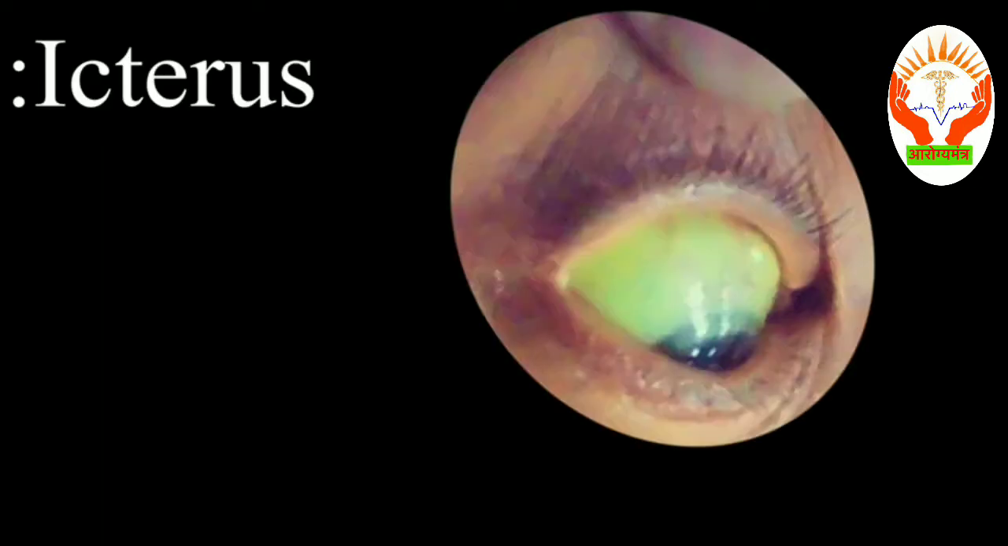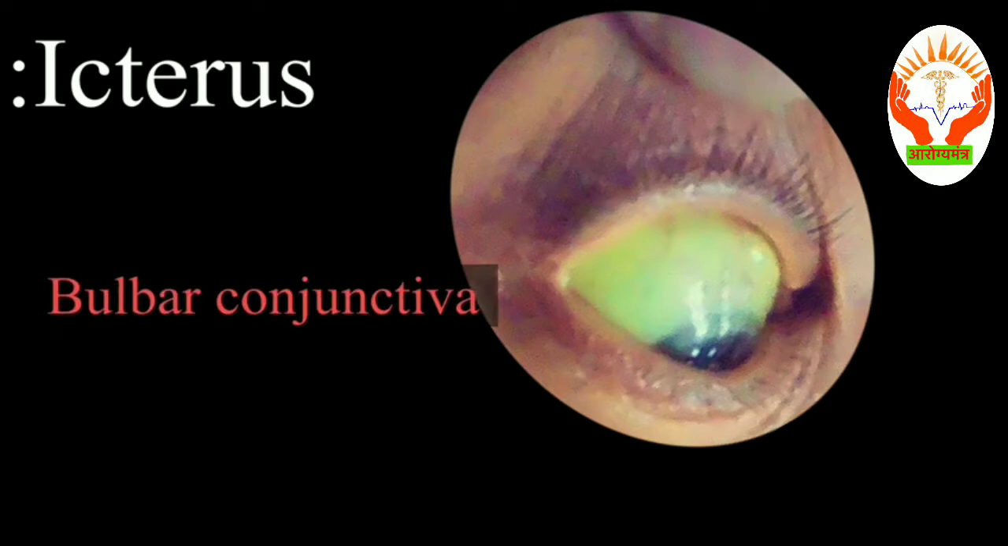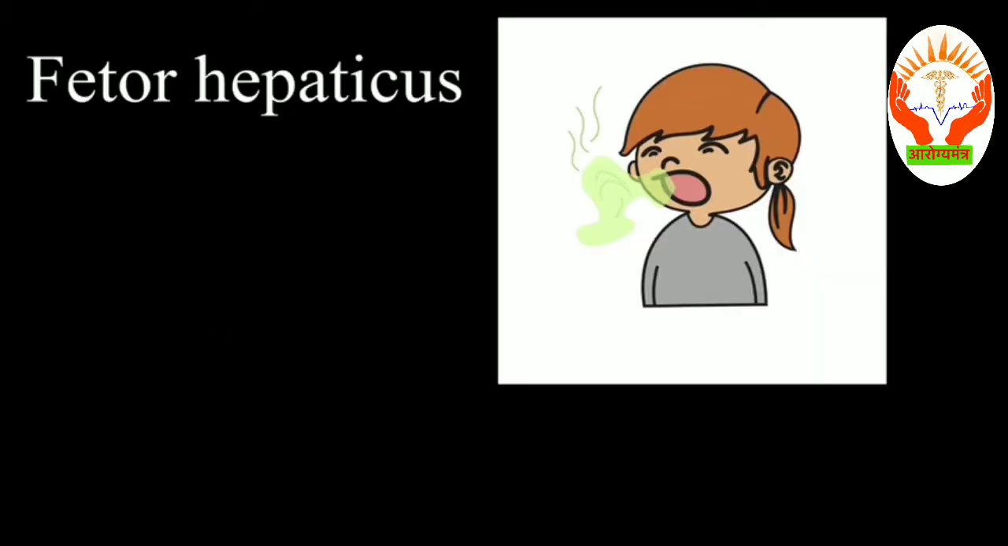As we see the patient's eyes first, we see yellow eyes, that is icterus, and we have to demonstrate this icterus by looking into the bulbar conjunctiva while the patient is looking down, and we have to retract the upper eyelid of the patient. While looking for icterus, we come to know that the patient's mouth smells bad. It is called fetor hepaticus.